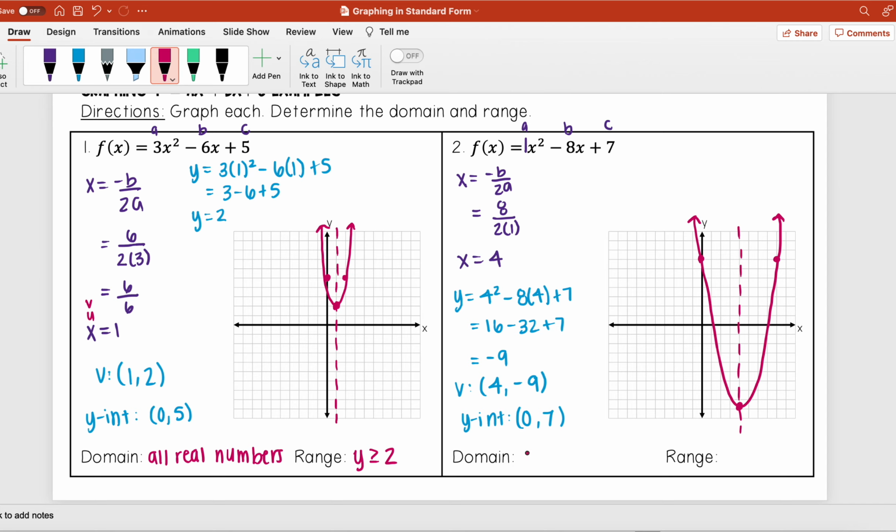But again, here for domain, that's going to be all real numbers. And then range here, since it's opening up, it's going to be y is greater than or equal to, and it's always your y value in the vertex. So y is greater than or equal to negative 9.